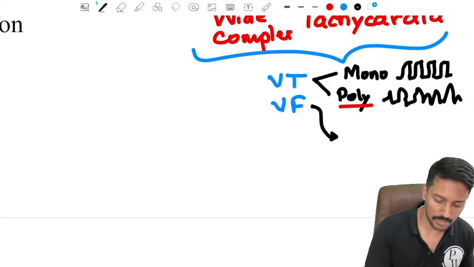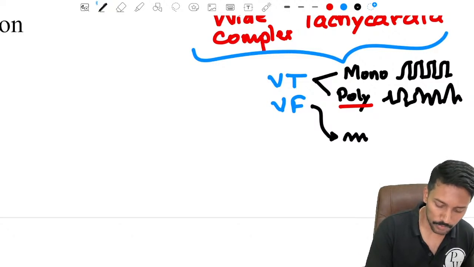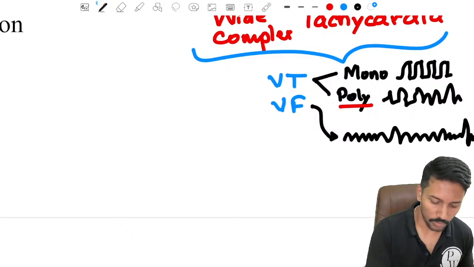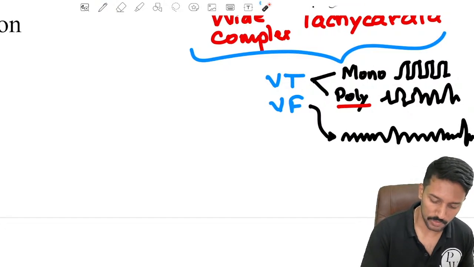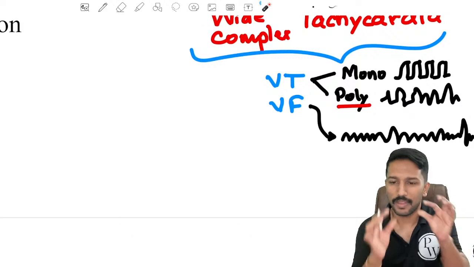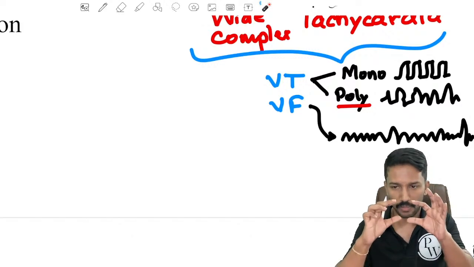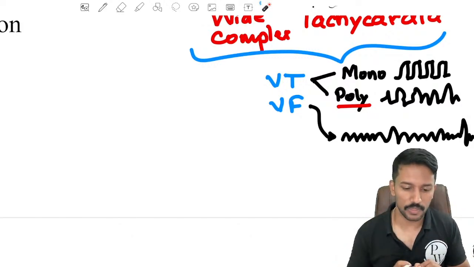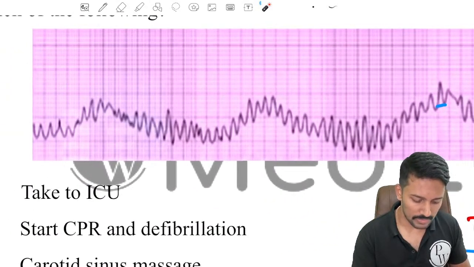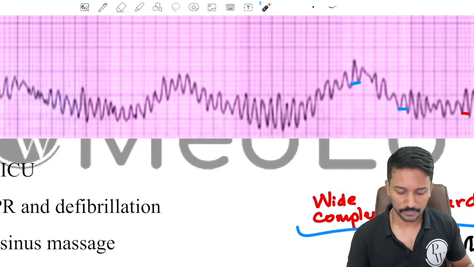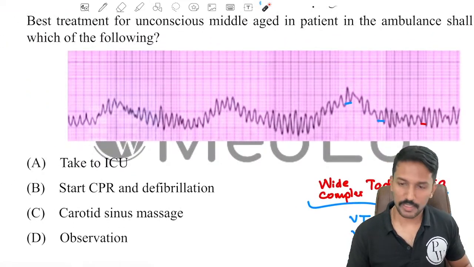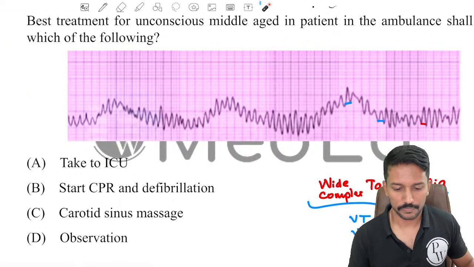The main difference is that in VF, the amplitude of the QRS complexes will be less, and there will be more than 50% variation in the amplitude. The amplitude variation between the small and large complexes will be very high, and the voltage of the QRS complexes will be less. So when I look at this ECG, do they look like normal size QRS complexes or small?